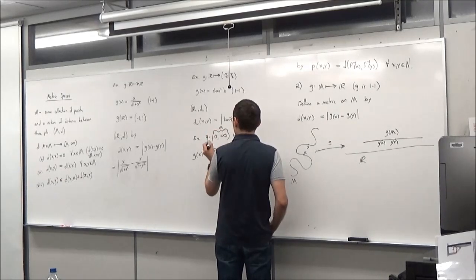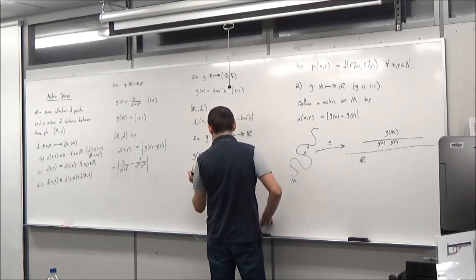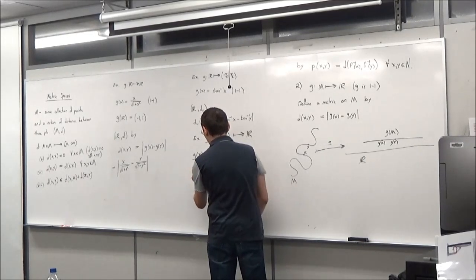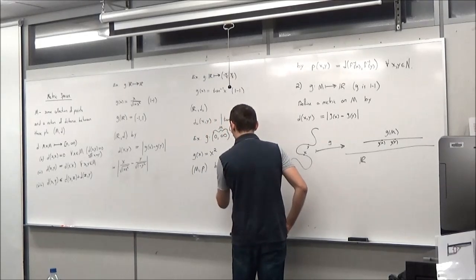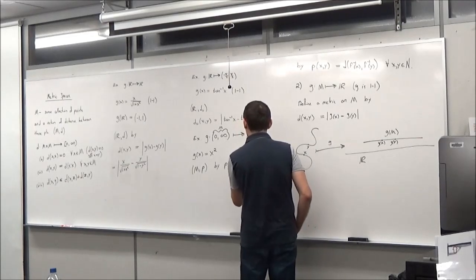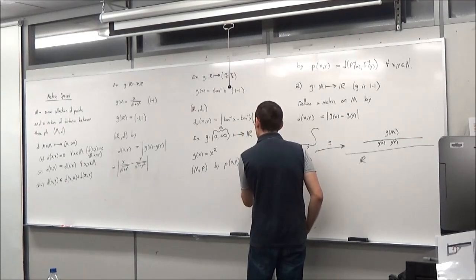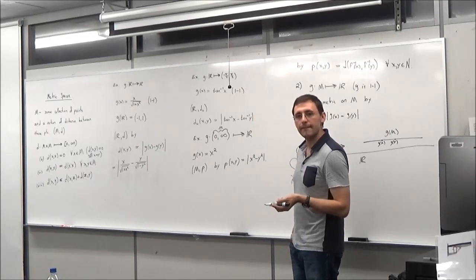Then I can define the metric on M, rho, by saying that rho from x to y is going to be the absolute value of x squared minus y squared. And that defines a distance. Okay?